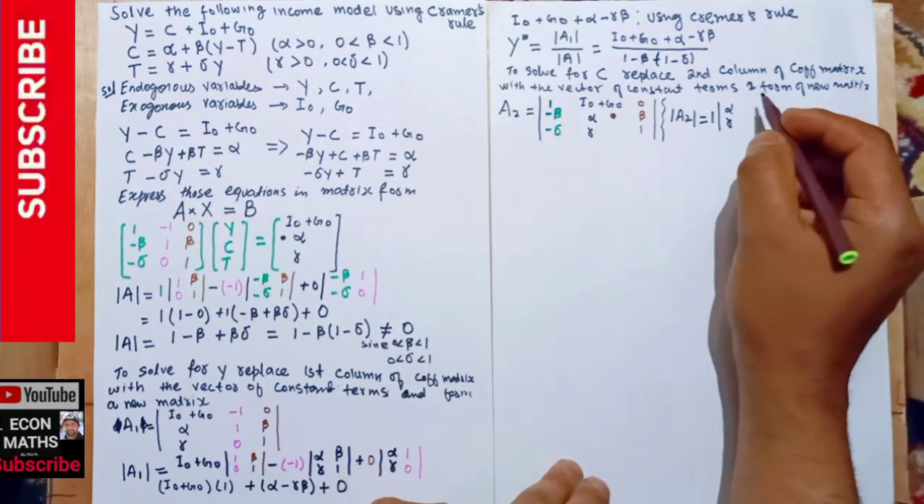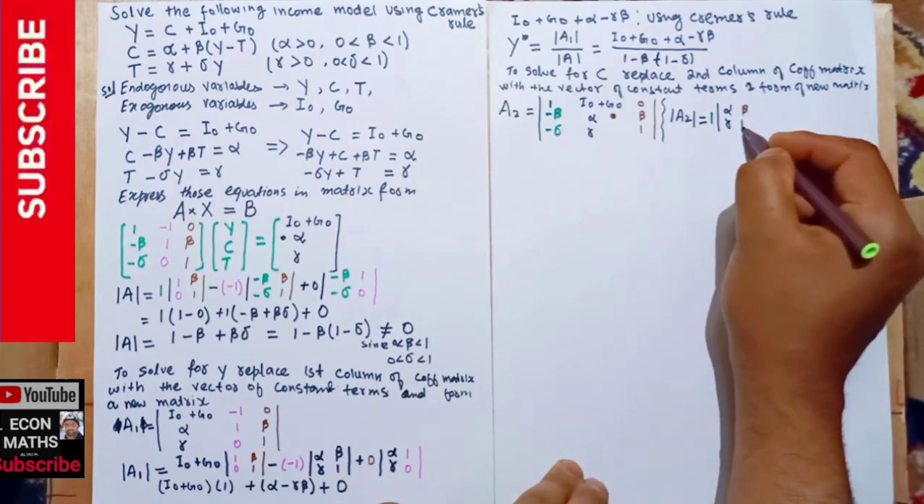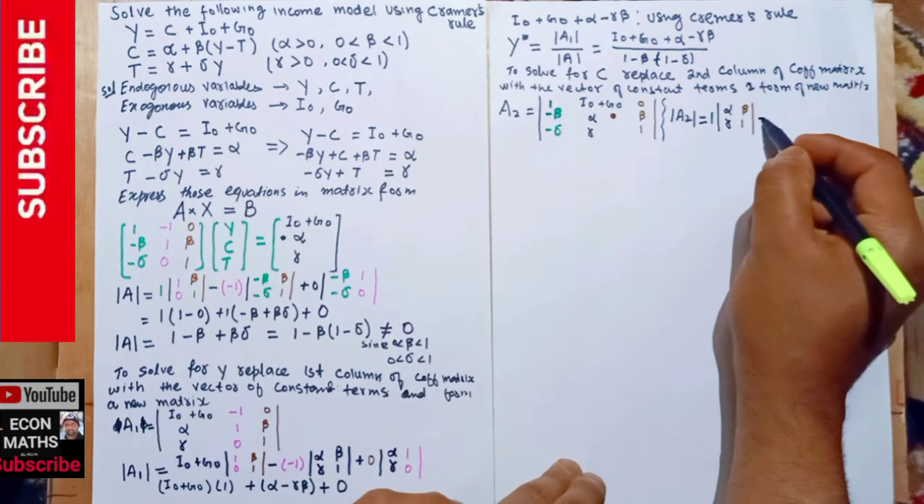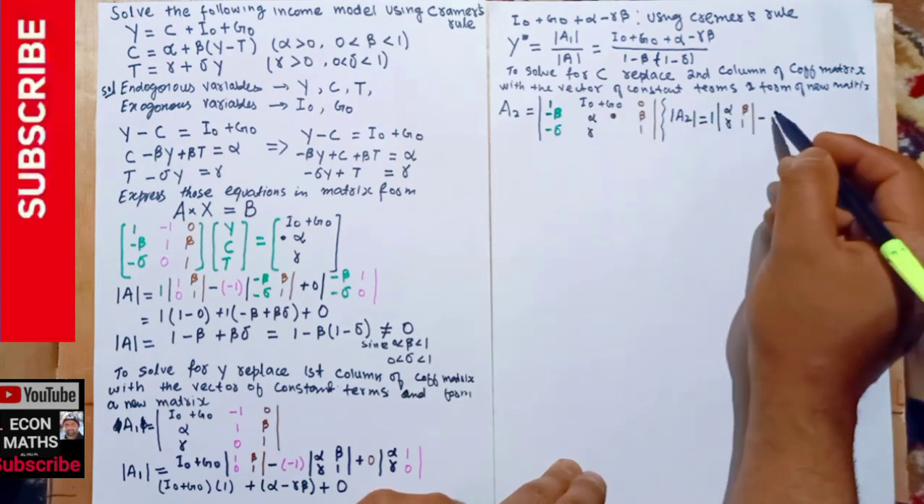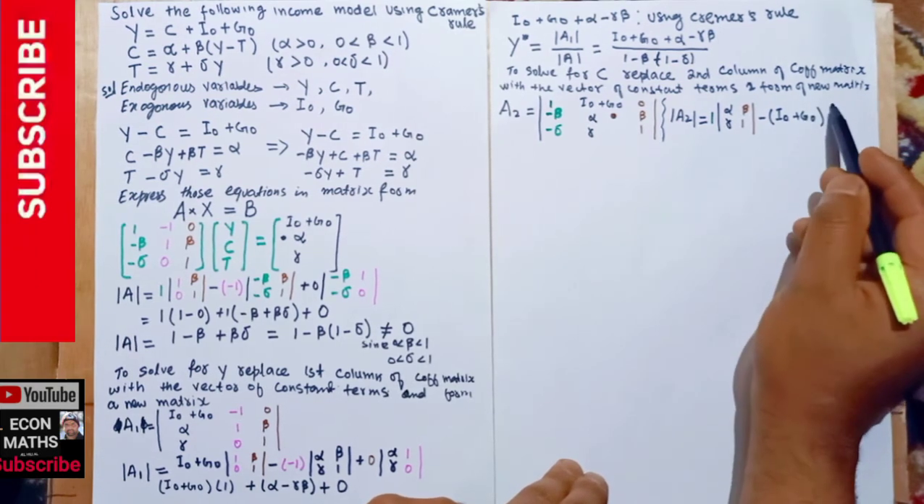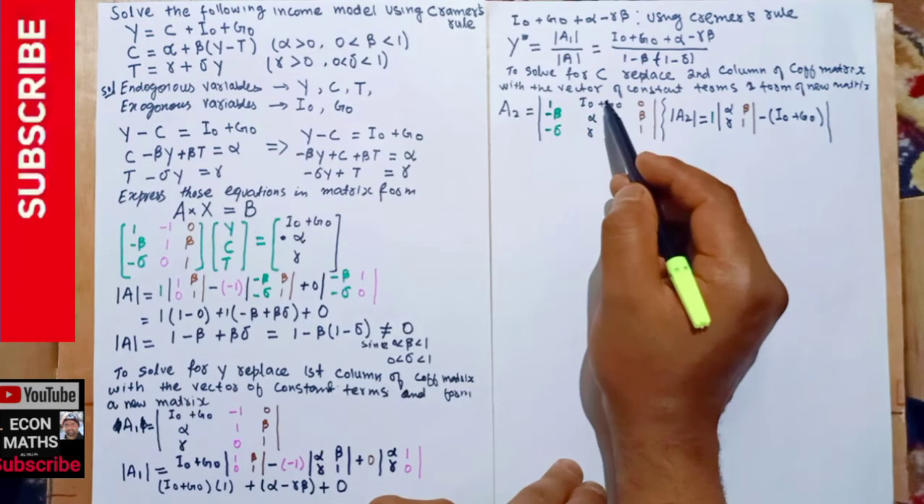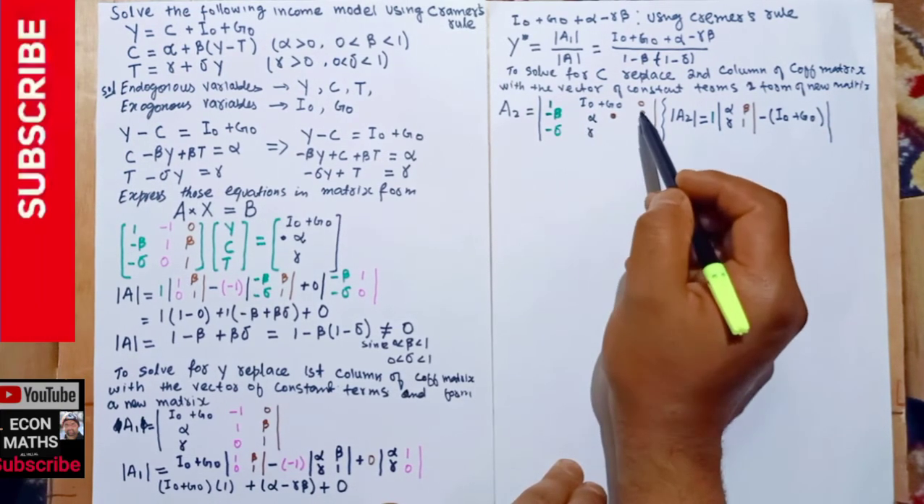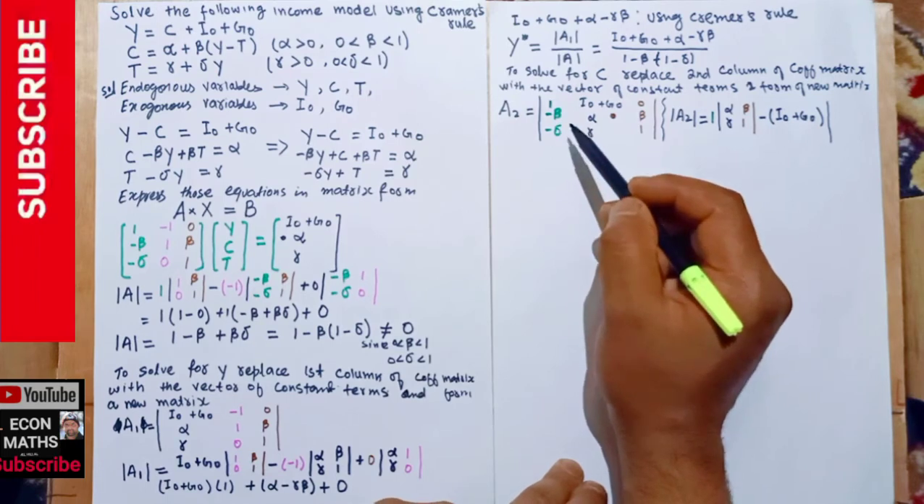For this I will use this beta and 1. Then we have minus, that is minus. Here is I0 plus G0, so I will write I0 plus G0 and multiply this. Now mentally delete the row and the column in which it appears and take the determinant of the remaining elements. The remaining elements are minus beta and gamma.